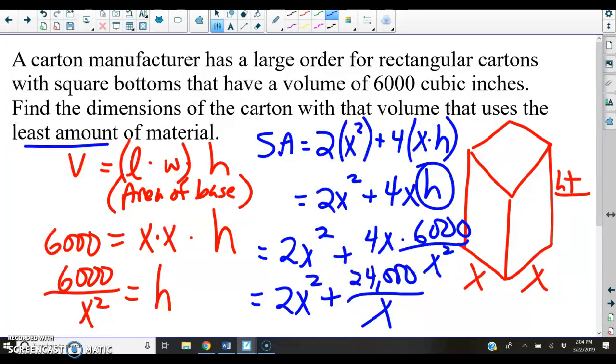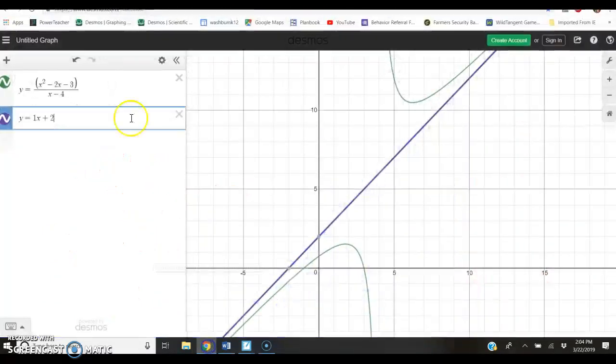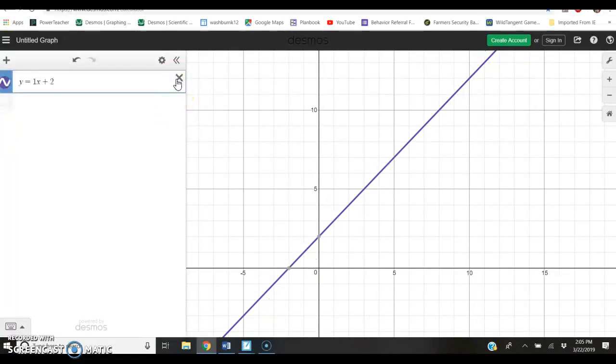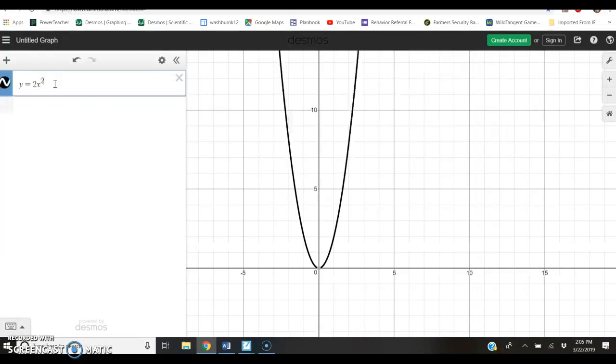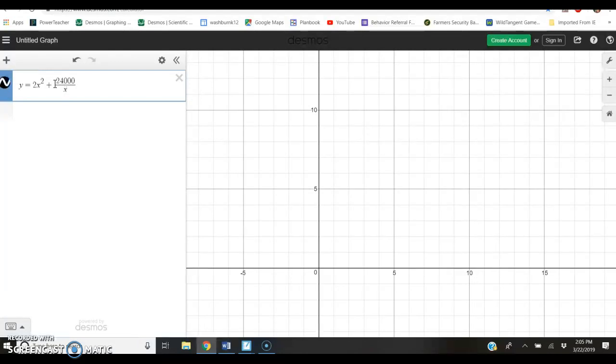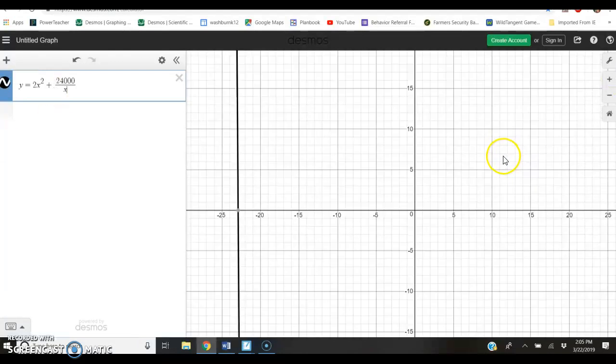Okay, do you agree that when you graph this, it's going to be a parabola? No, it's not because of that, right? So I was wrong on my idea. Okay, well, let's graph it. Let's see where our minimum is. Let's go to Desmos. 2x squared plus 24,000 over x. All right, let's see what we can do. Okay, y equals 2x squared plus 24,000 divided by x. And let's see what that looks like.